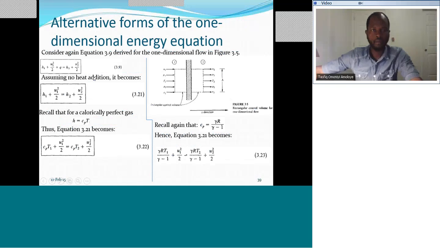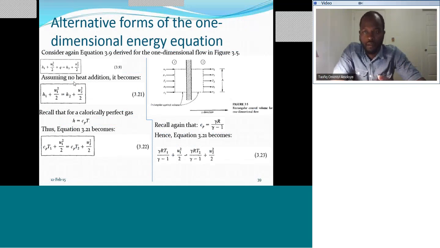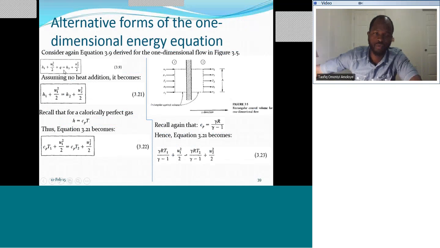So now, having defined such conditions and flow properties, we move on to see the alternative forms of the one-dimensional energy equation. Looking at equation 3.9, which is the energy equation for one-dimensional flow, if you assume that there is no heat addition, that means an adiabatic flow, then the Q term goes to 0, and we just have equation 3.21.